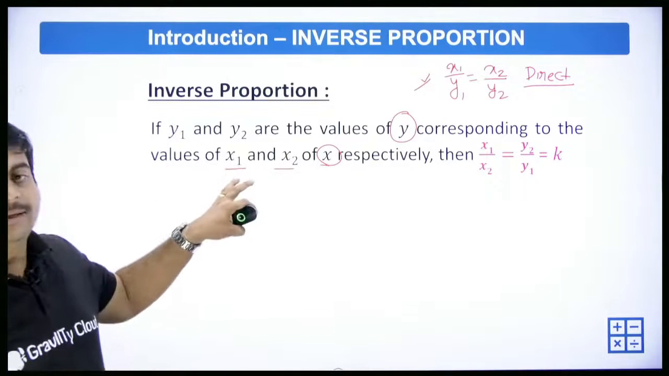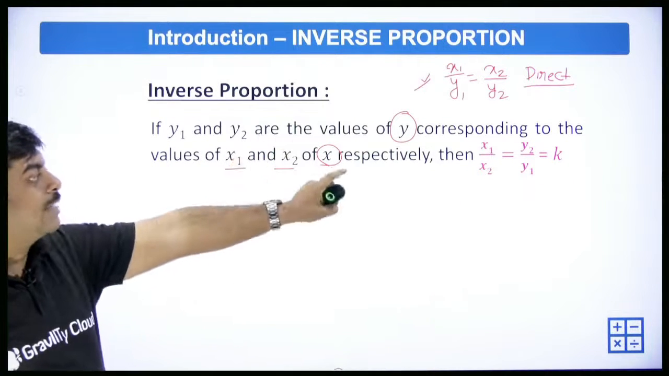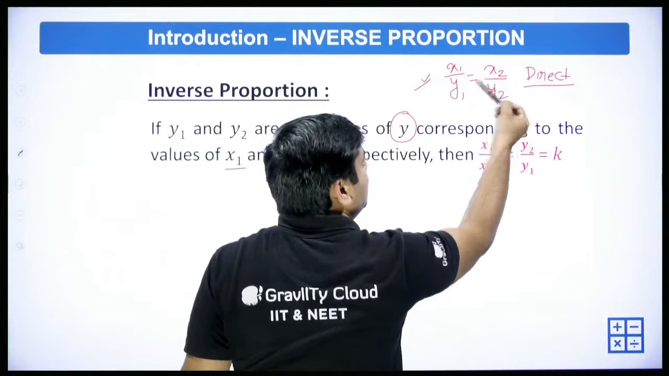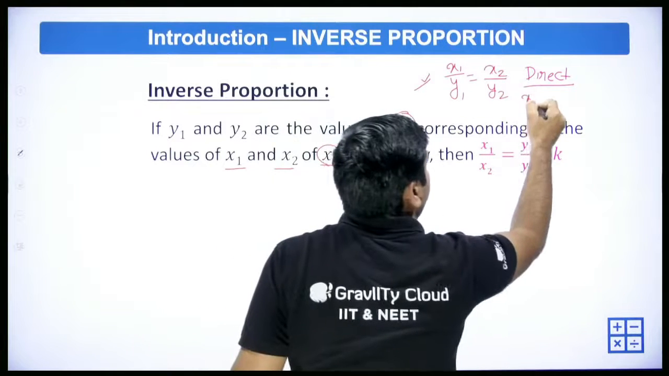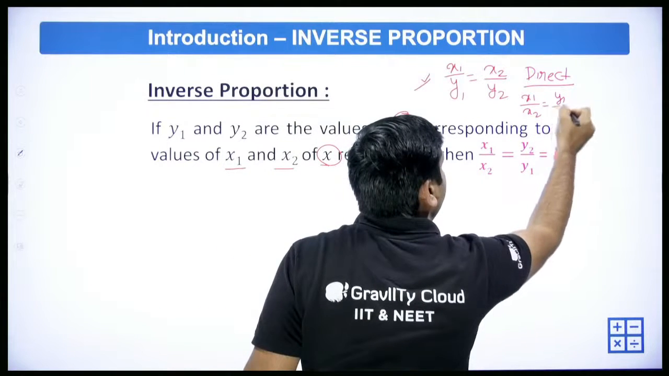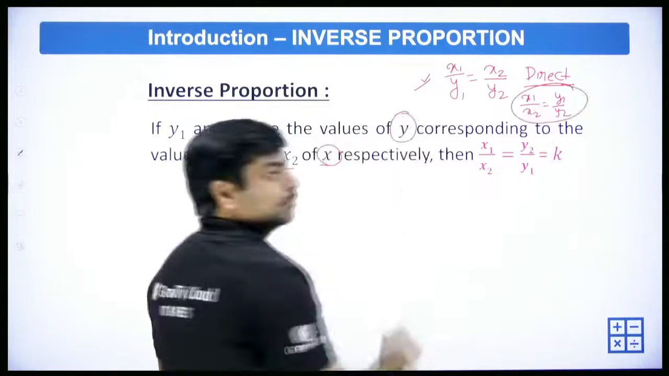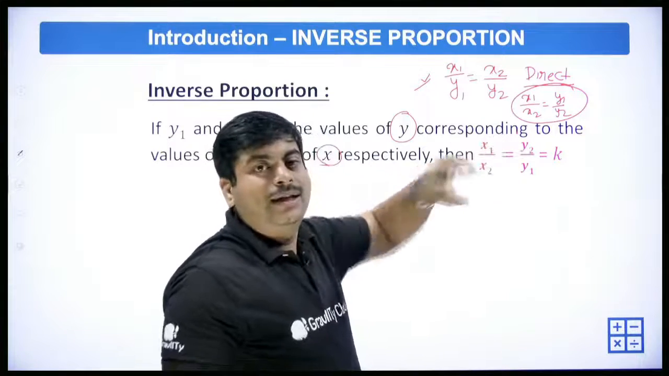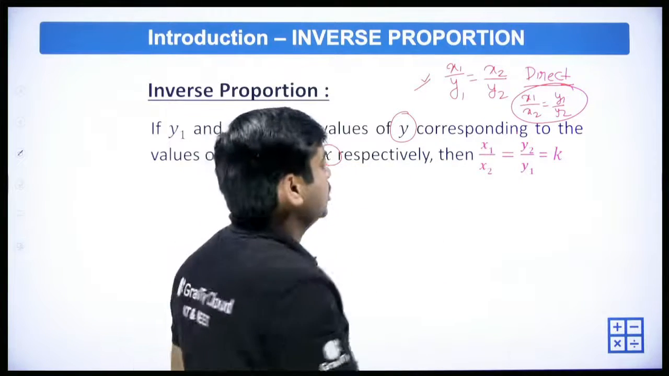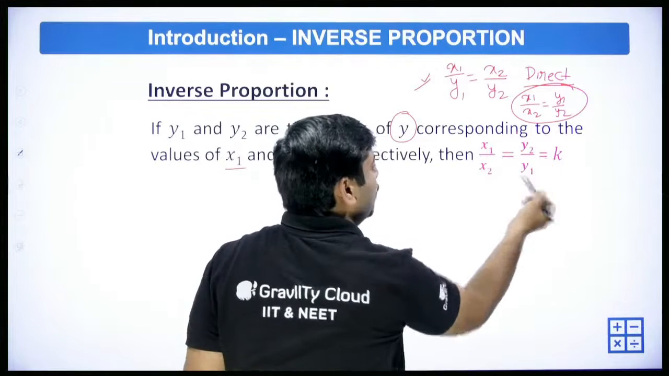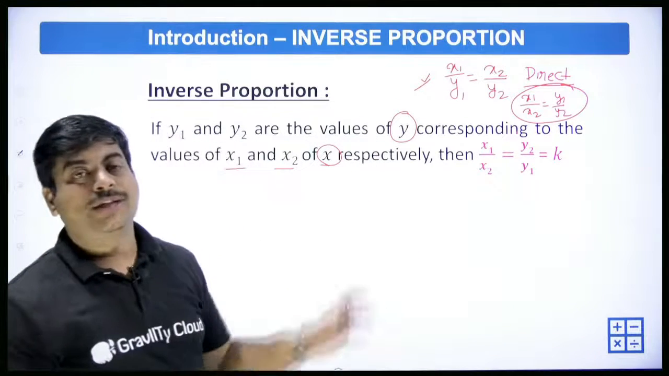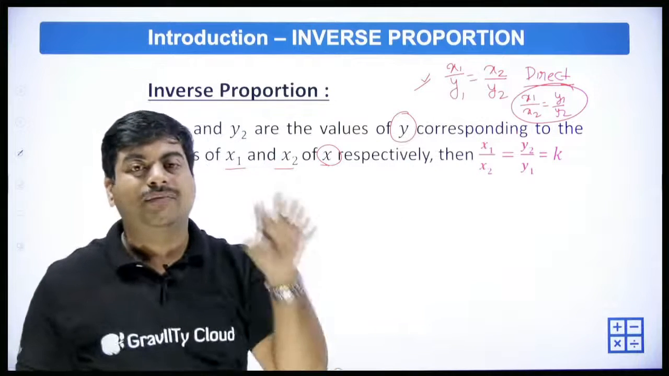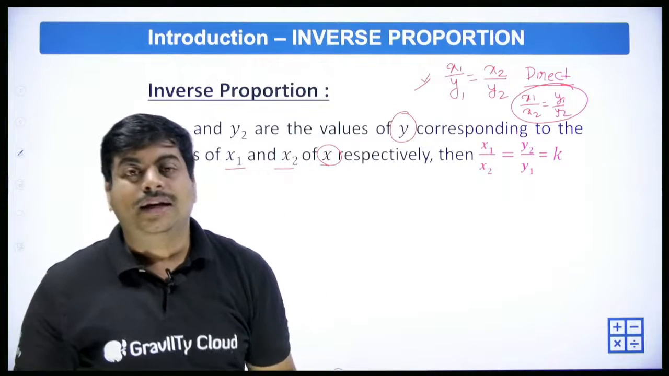But in inverse, what's happening? In direct proportion x1 by x2 is equal to y1 by y2. But here, that's not the case. x1 by x2 is equal to y2 by y1. See, the pattern changes: 1 by 2 becomes 2 by 1. And if that ratio is maintained constant, k, then we can say that they are in inverse proportion.